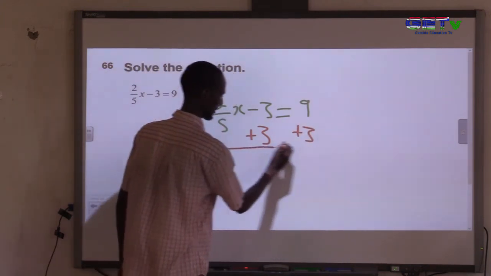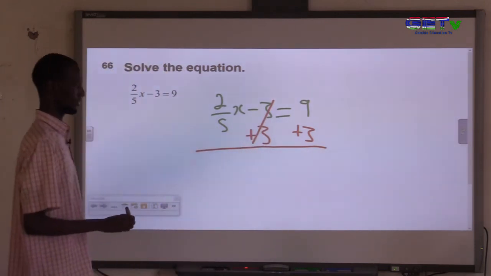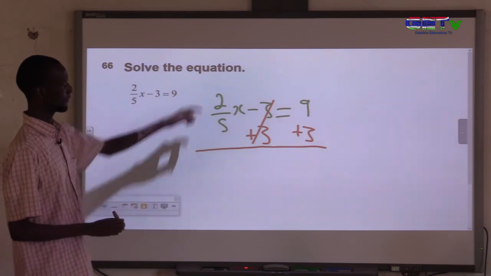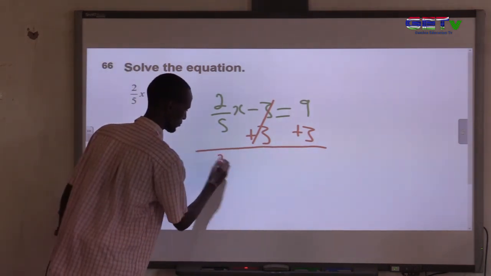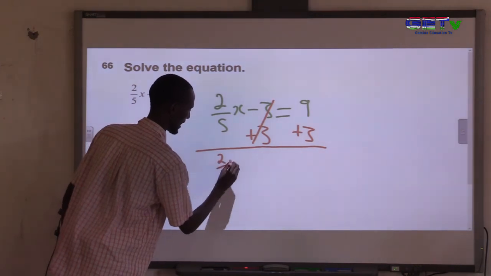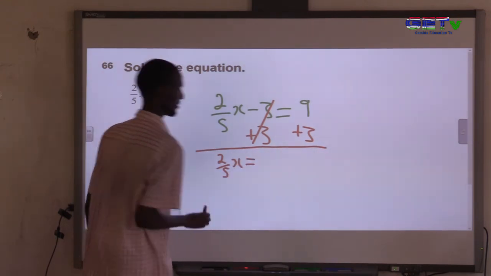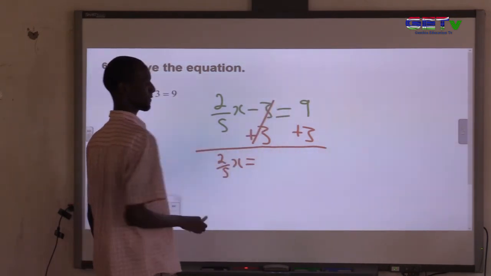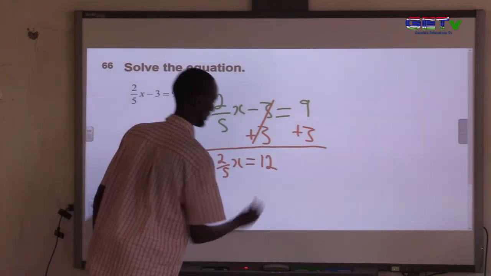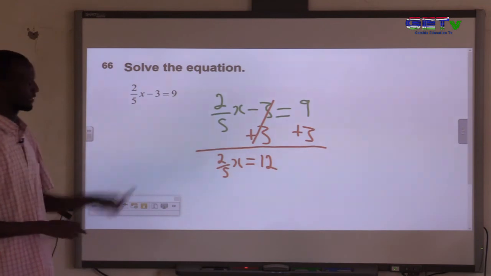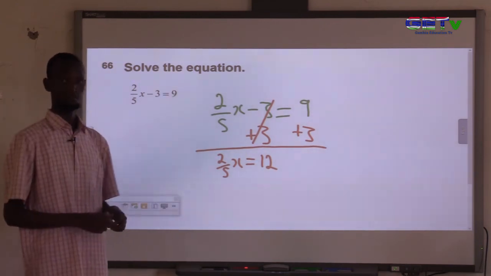And what this gives us is that the 3's will cancel out because negative 3 plus 3 is 0. But still, we are left with 2 over 5x. So we bring it down: 2 over 5x equals 9 plus 3, which should give us 12. That is where we are now. We have 2 over 5x equals 12.